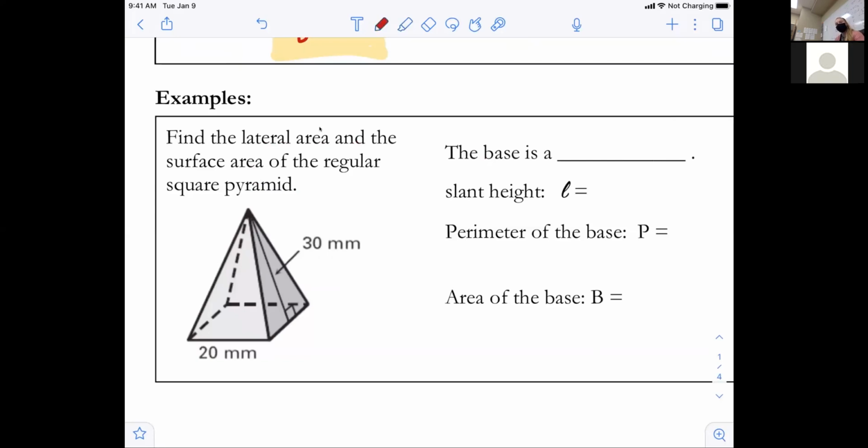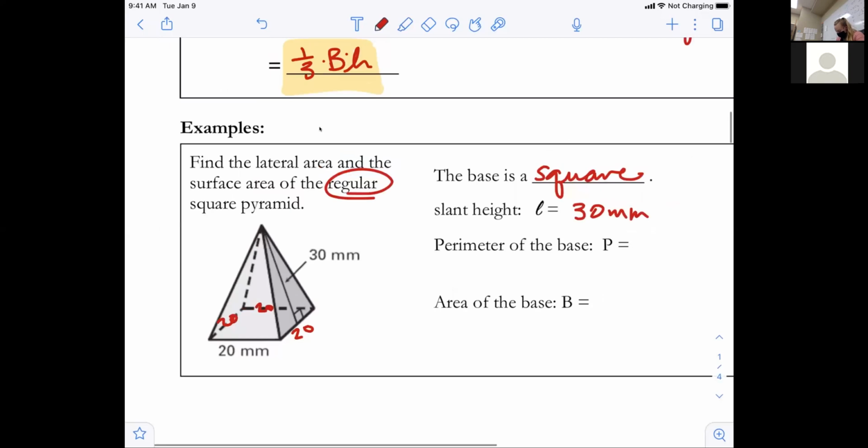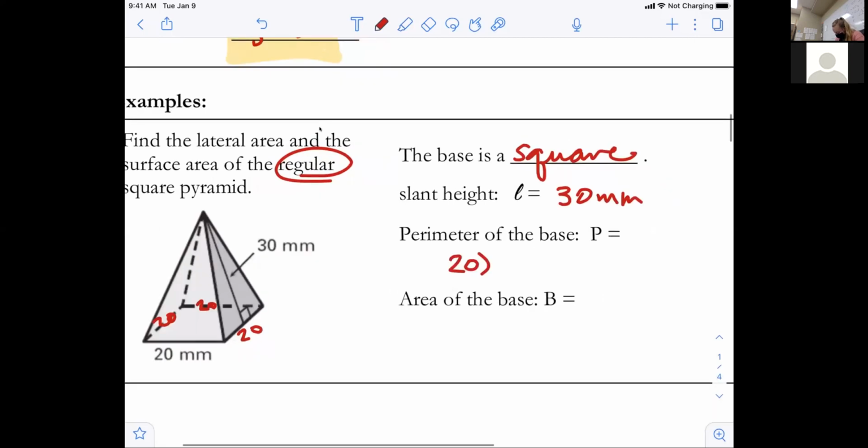What shape of a base do I have? Square. Mm-hmm. And I know it's specifically a square because it's a regular polygon. So it's not just any quadrilateral, it's actually a square. So that means all these little sides are 20. What's my slant height? 30, very good. 30 millimeters. Perimeter of my base, I'm going to do 20 times 4, which is 80 millimeters.